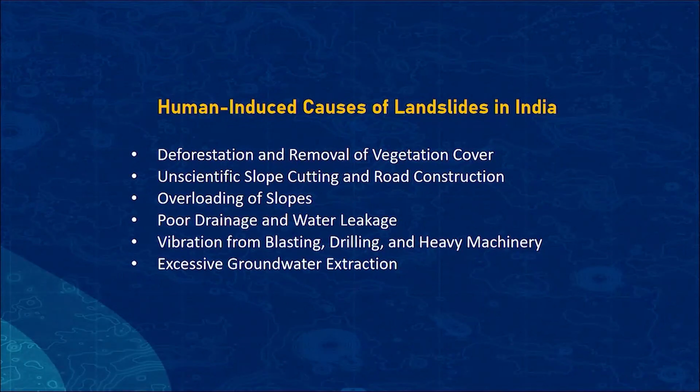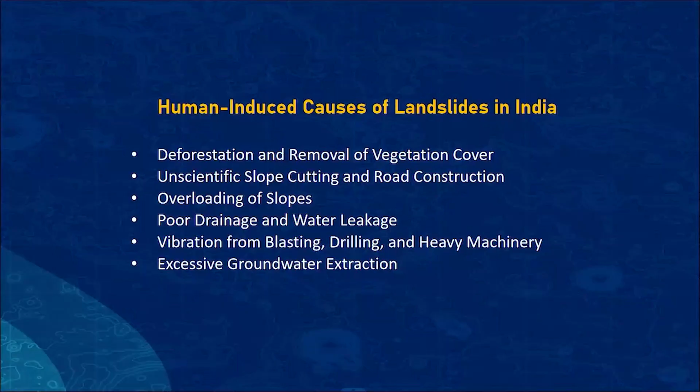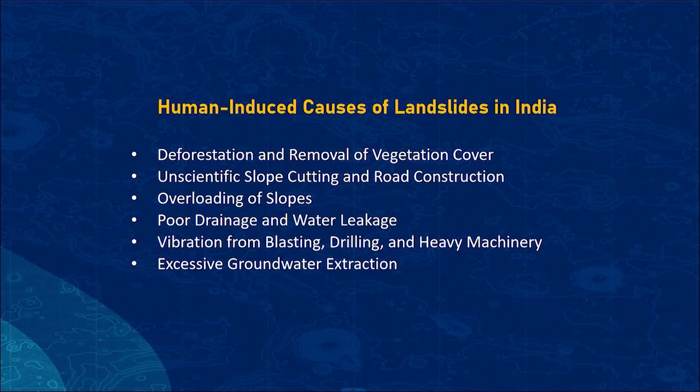Overloading of slopes. Construction of buildings, hotels, schools, or heavy infrastructure on unstable slopes increases load and stress. Poor drainage and water leakage. Improper drainage from roads, buildings, septic tanks, and irrigation channels infiltrates slopes, raising pore pressures. Vibrations from blasting, drilling, and heavy machinery. Quarrying, mining, and construction vibrations can trigger movement in marginally stable slopes.